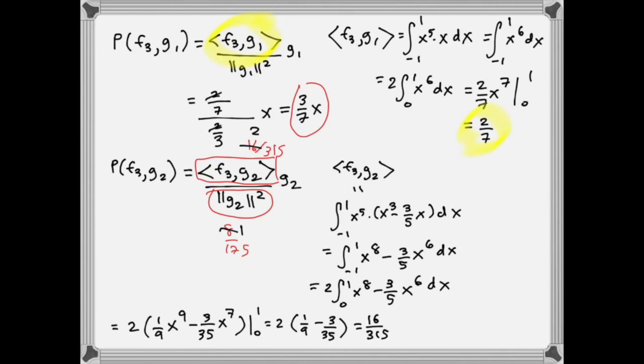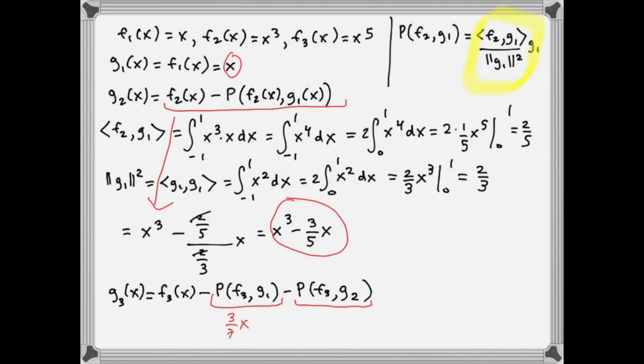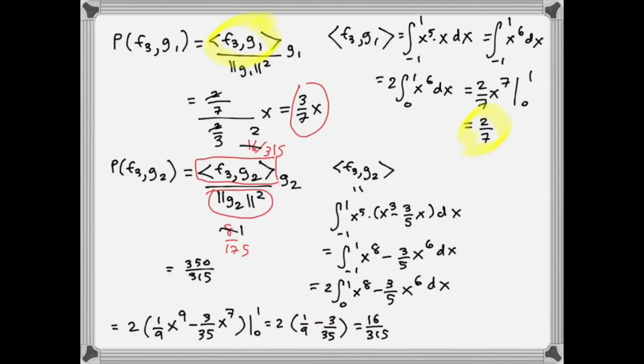So let's write this down. Times G2. What is G2? Let's go back. G2 was actually the polynomial x cubed minus 3/5 x, right? This is G2. So x cubed minus 3/5 x. So this is our projection, right? This is the projection of F3 onto G2, okay? And let me go ahead and circle that guy.